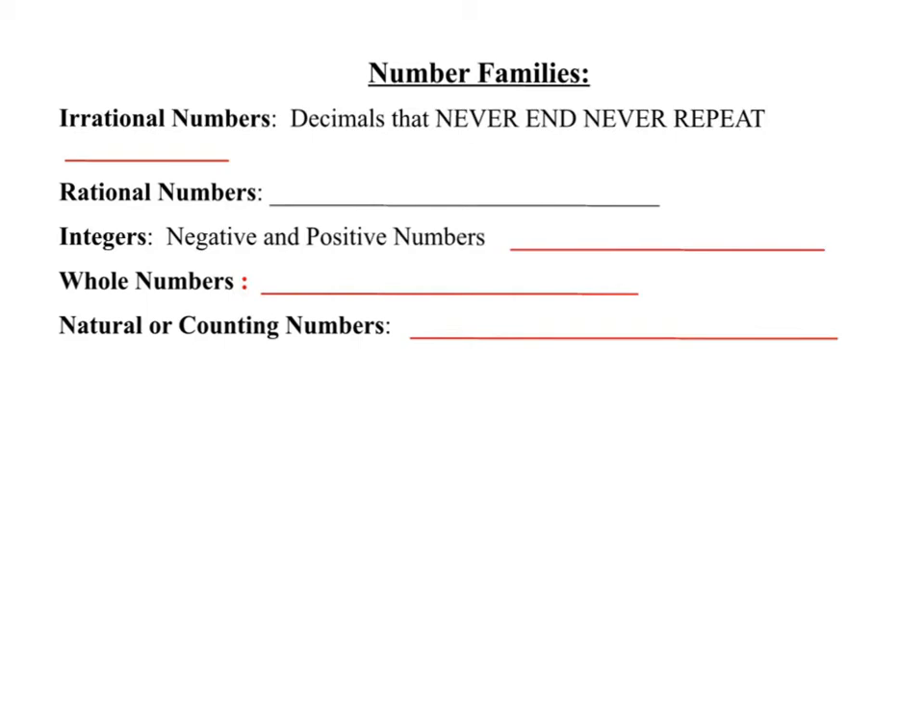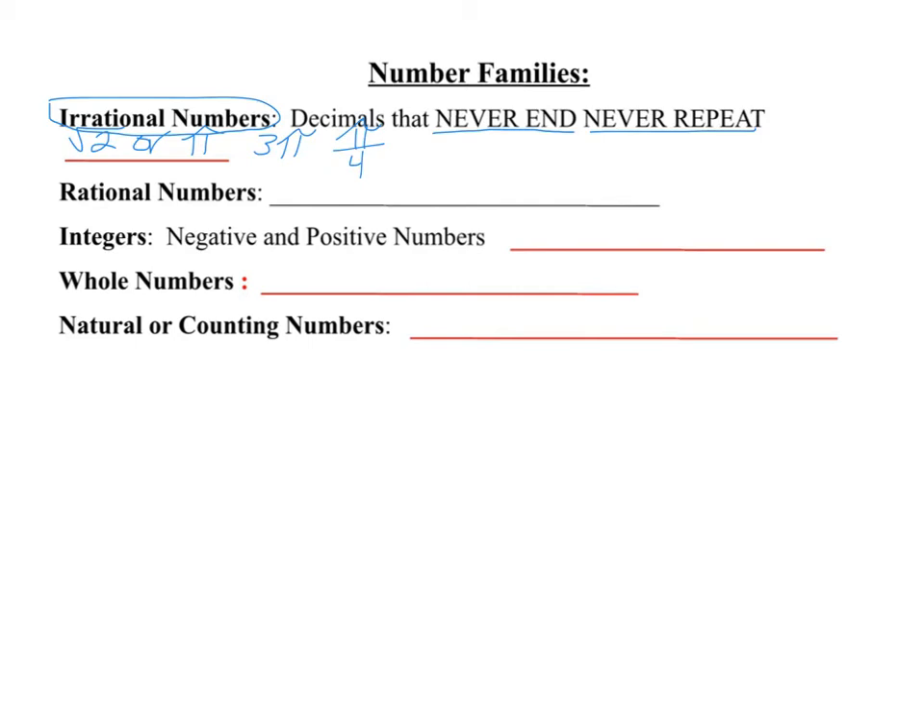So irrational numbers. We've talked a lot about irrational numbers lately. An irrational number is a decimal that never ends, never repeats, never terminates. Examples of irrational numbers are the square root of 2 or anything with pi in it. You can say pi, you can say 3 pi, you can say pi divided by 4. Anything that involves pi is going to be irrational.